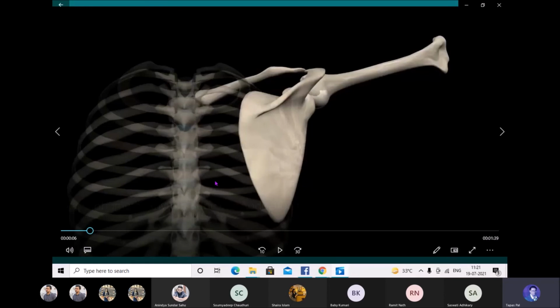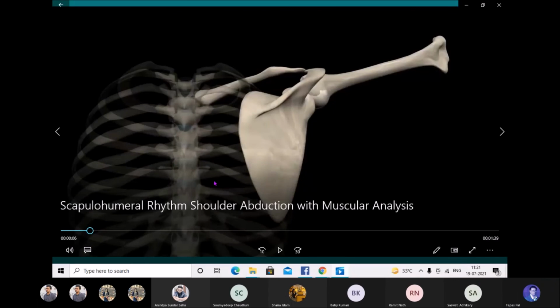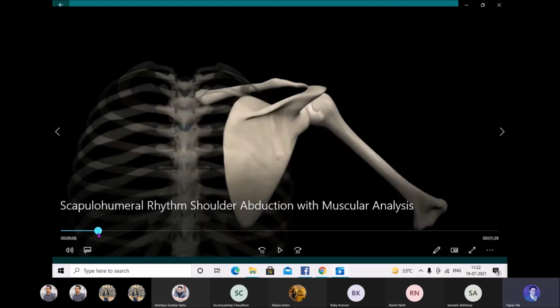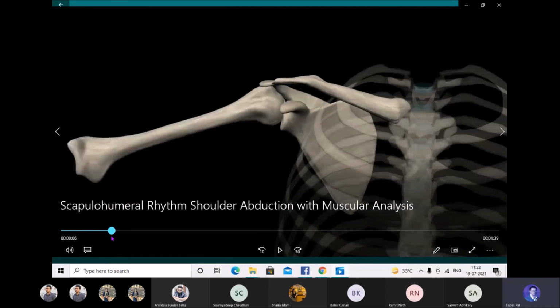But if you don't train the rhomboids, and your rhomboids are weak and you suddenly start playing, the rhomboids cannot stabilize the scapula. মানে rhomboidsটা কিন্তু scapula কে stable করতে পারবে না. Now what will happen? Now see this. If the rhomboids from this region cannot stabilize the scapula, what will happen? The scapula will rotate more.